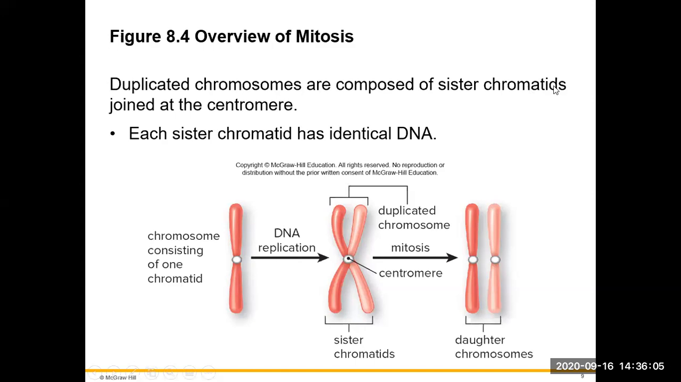Duplicated chromosomes are composed of sister chromatids joined at the centromere. This is like a belt that holds the two sister chromatids together. These are called sister chromatids at this stage. You had a single chromosome and there will be DNA replication. Replication is like a duplication. Now you have two and we call them sister chromatids because they are held together by a belt, the centromere, and then during mitosis they divide, and now we call them daughter chromosomes.